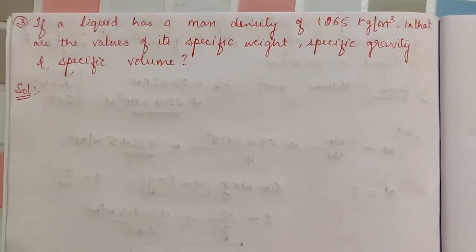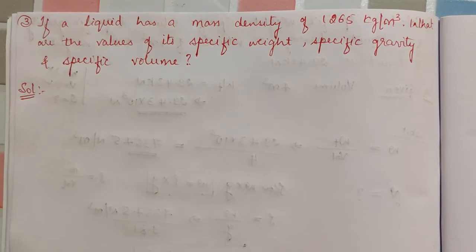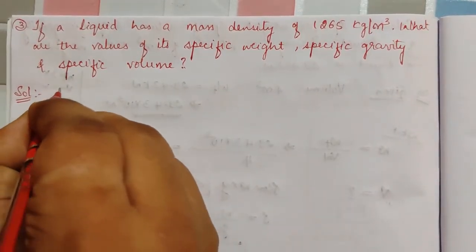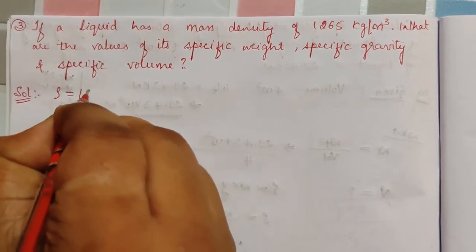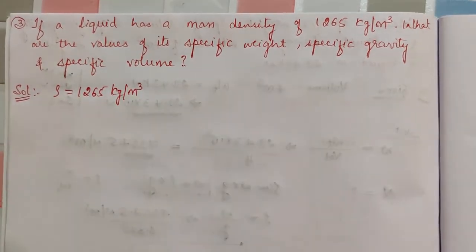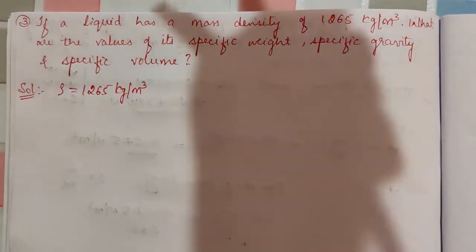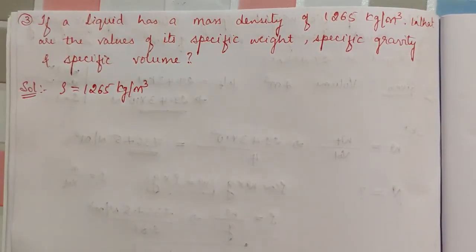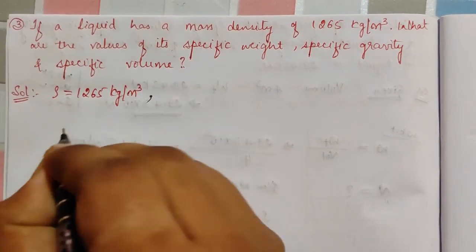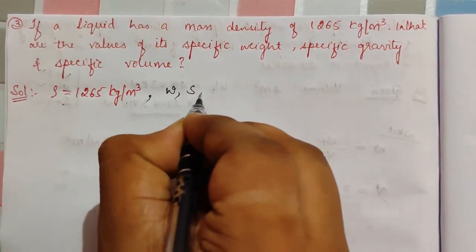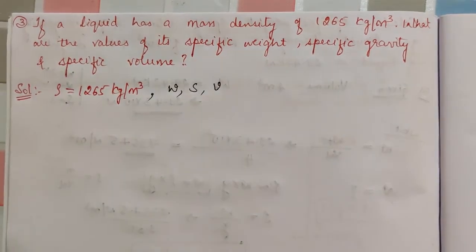Your third problem: if a liquid has a mass density of 1265 kg per meter cube. See here, directly you have been given the mass density as 1265 kg per meter cube. Be sure of what is given. What are the values of its specific weight, specific gravity, and specific volume? So by giving the value of density, he has asked to find specific weight, specific gravity, and specific volume.